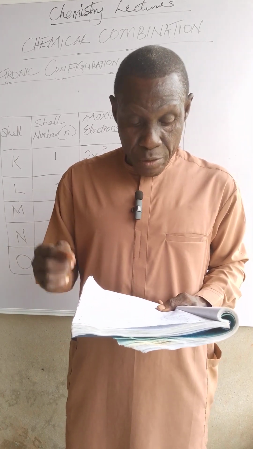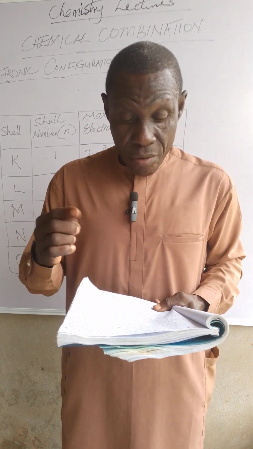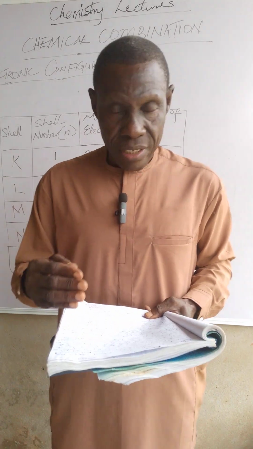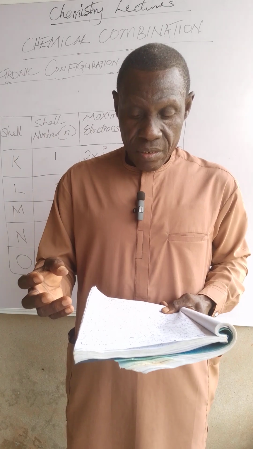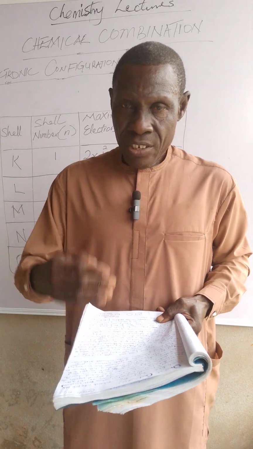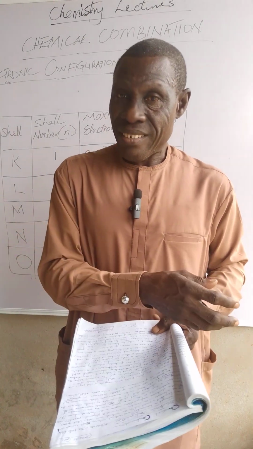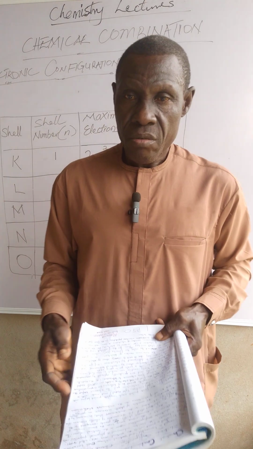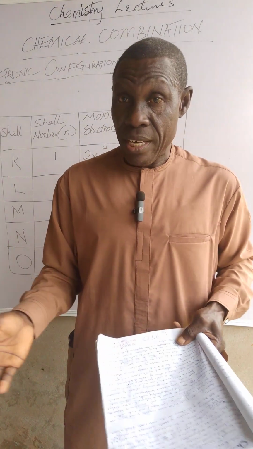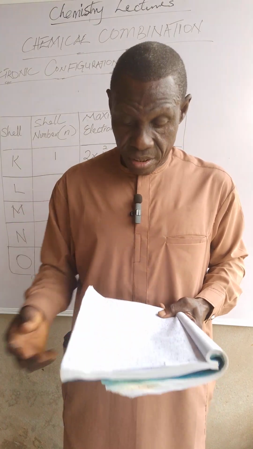Now, the element before the noble gas in each of the complete periods is a halogen. The halogens are very reactive elements. We call them halogens because they quickly react with mostly metals to form salt. So, like bromine, chlorine, fluorine, they are halogens.